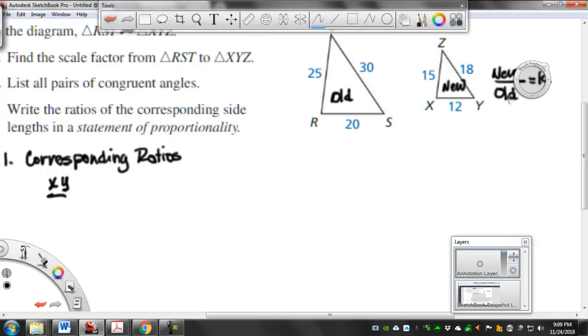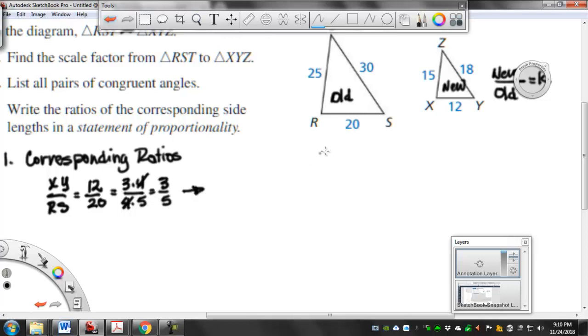Remember, the new's on top, the old's on the bottom, so new divided by the old, and those numbers would be 12 over 20. And if I simplify that, 3 times 4 is 12, and 4 times 5 is 20. You see that the 4's cancel out and I get 3/5. So because these triangles are similar, I can find out this scale factor is going to be 3/5 by writing these corresponding ratios and simplifying them down.